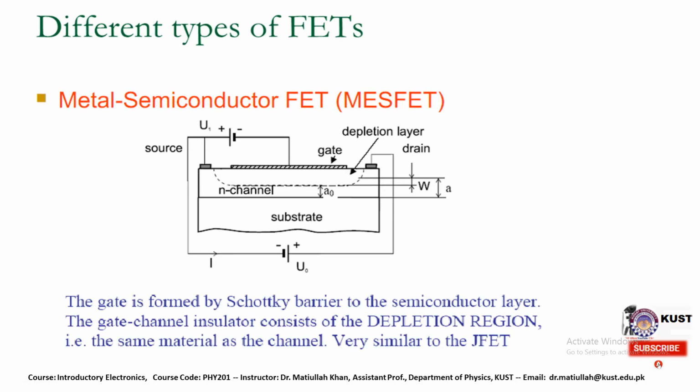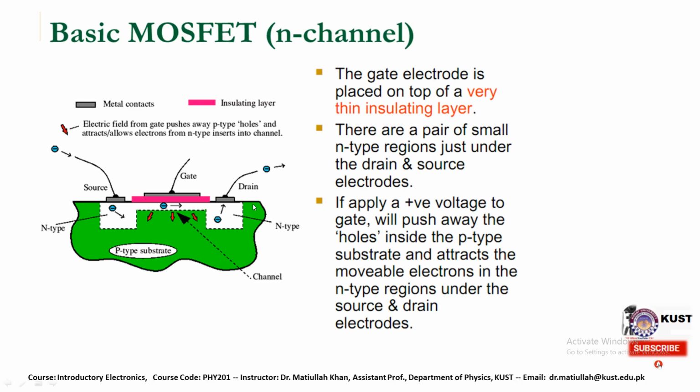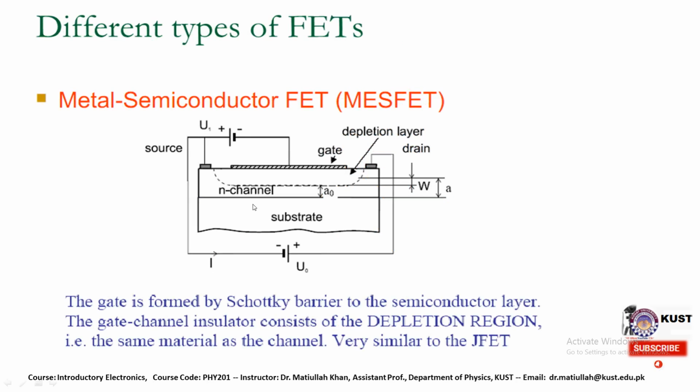Let's come toward the other type of field effect transistor, that is called the MESFET. MESFET is the metal semiconductor field effect transistor. So in the metal semiconductor field effect transistor, metal is also used, and the gate is formed by a Schottky barrier to the semiconductor layer. So the gate channel insulator consists of the depletion region, which is the same material as the channel.